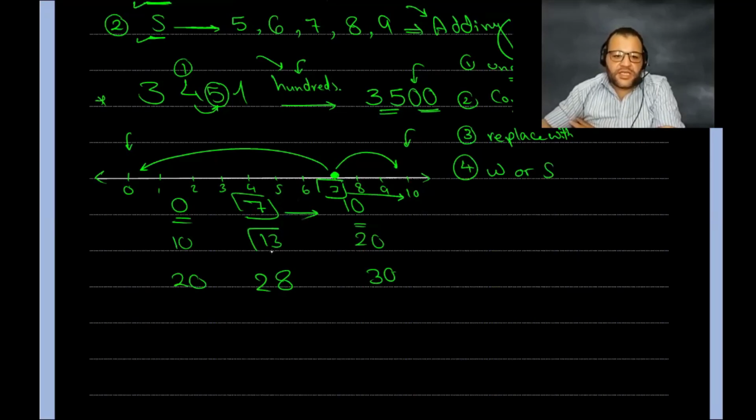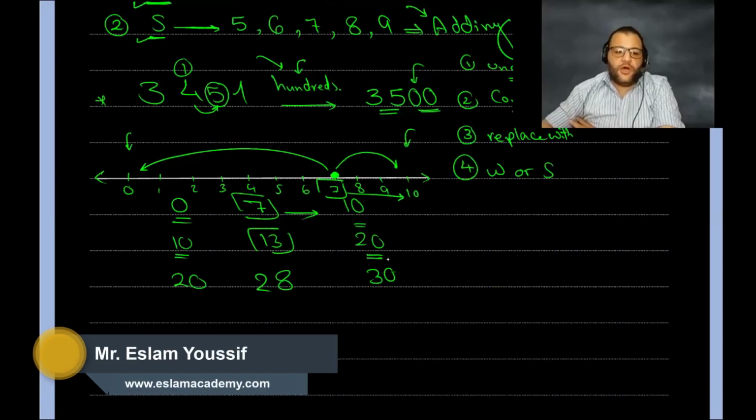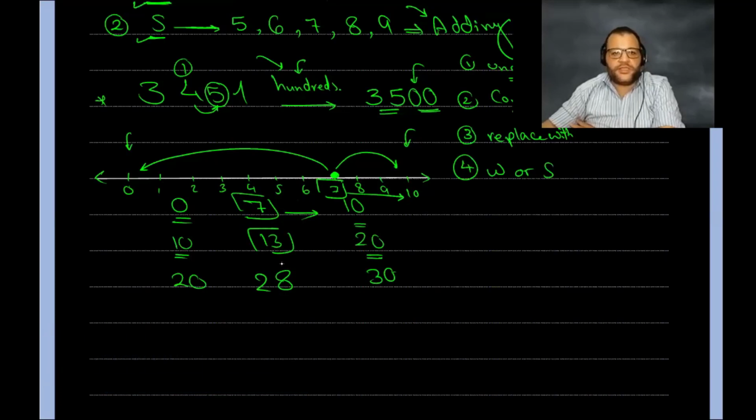Again, 13 lies between 10 and 20. Is that right? Yes. Okay. So 13 is near to 10 or near to 20. That is the meaning of rounding. You understand the meaning of rounding now? 13 is closest to, it's nearest to 10 or 20. 13 is near to 10 or near to 20.